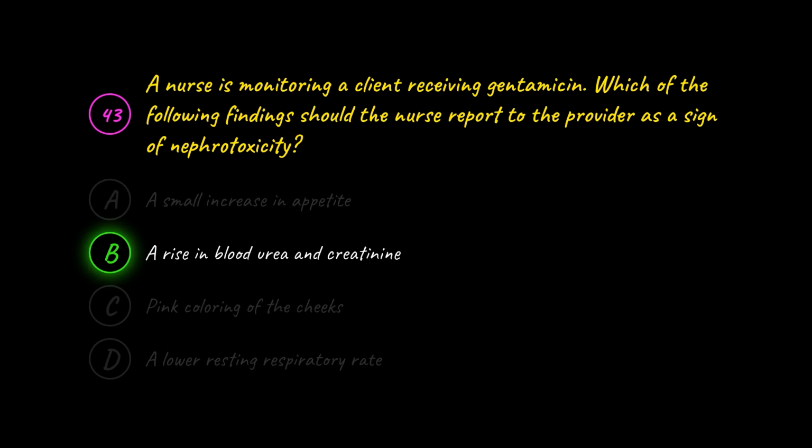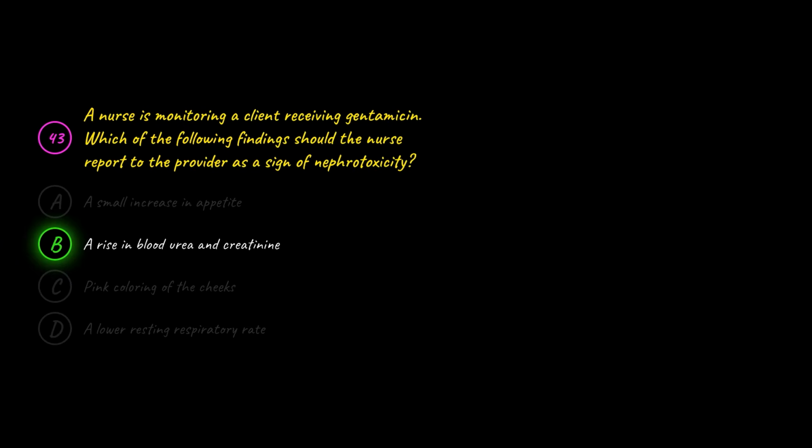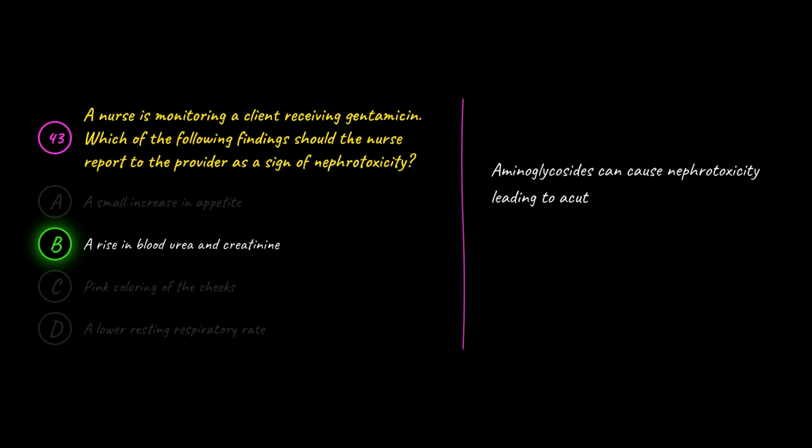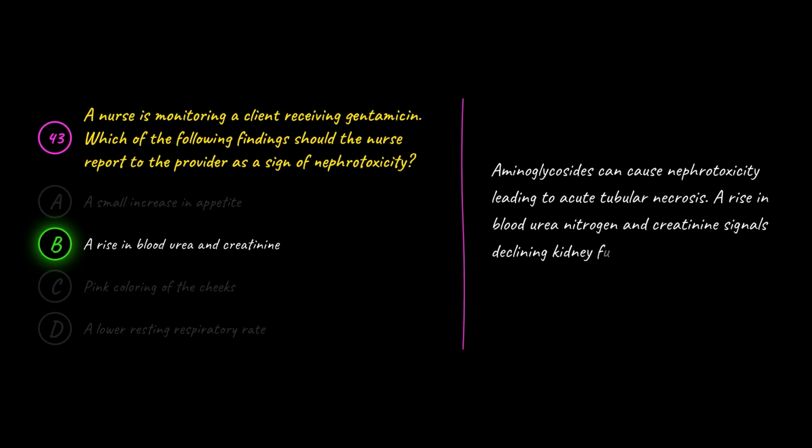The correct answer is B. A rise in blood urea and creatinine. B is correct because aminoglycosides can cause nephrotoxicity, leading to acute tubular necrosis. A rise in blood urea nitrogen and creatinine signals declining kidney function. So the nurse should report these findings and monitor intake and output closely.